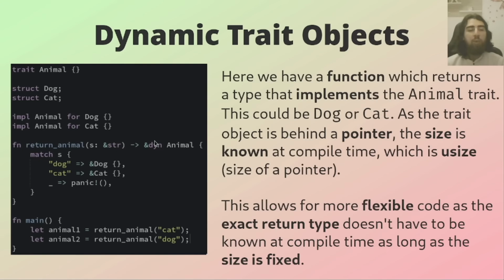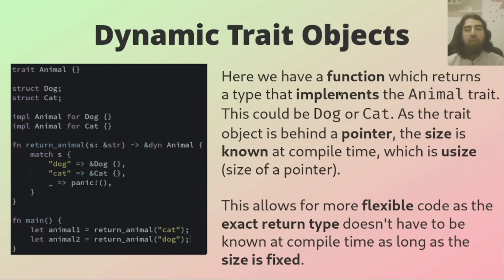It's just a pointer-sized type. So the size of the return type is known at compile time. It's of size usize, right? Because we are here returning a pointer, meaning it doesn't matter if Dog is bigger than Cat or otherwise, it's always the same size because pointers have a fixed size at compile time. And that is how we would solve this problem.